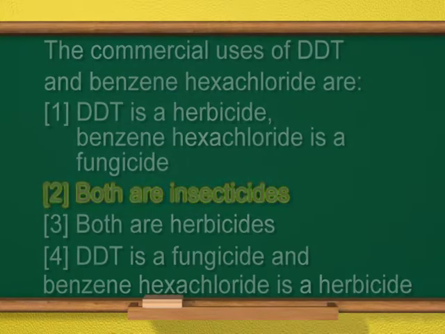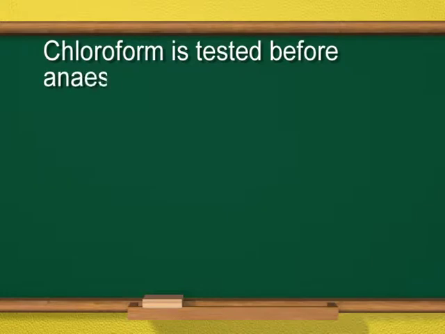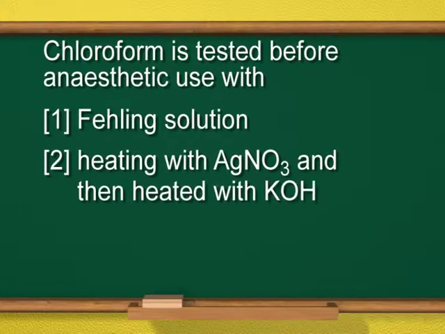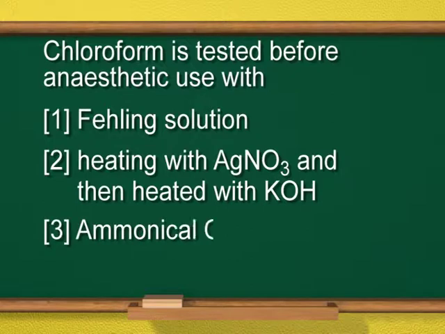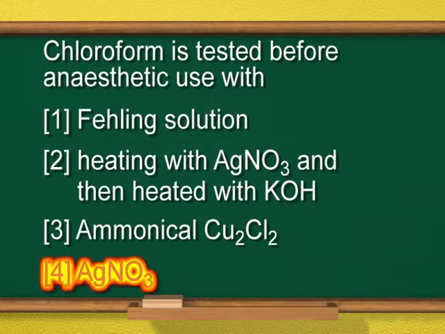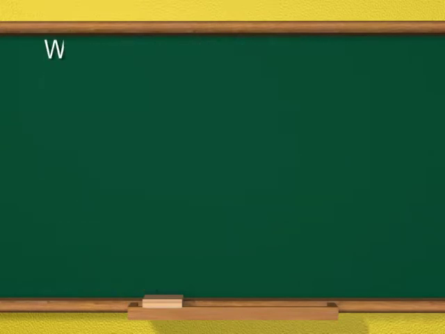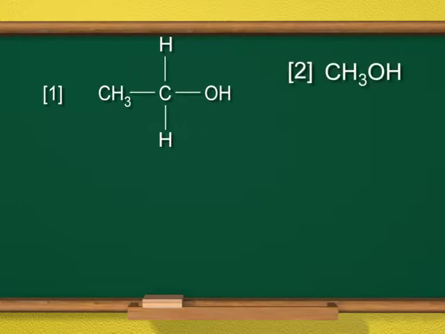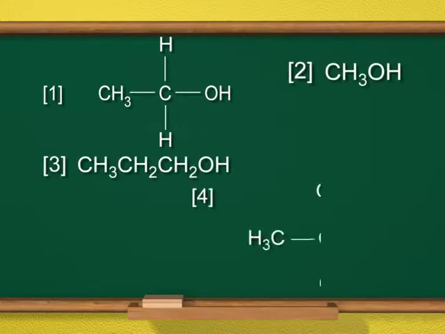My next question, chloroform is tested before anesthetic use with Fehling solution, heating with silver nitrate and then heated with potassium hydroxide, ammoniacal cuprous chloride, silver nitrate, and the correct answer is 4, silver nitrate. My next question is, which of the following compounds will give iodoform test? Options are ethyl alcohol, methanol, propanol or butanol, and the correct answer is ethyl alcohol.